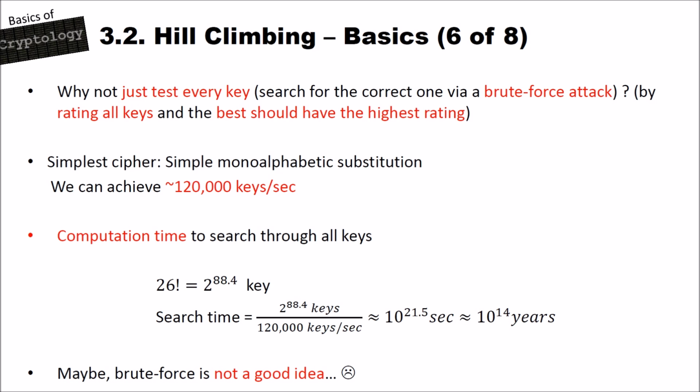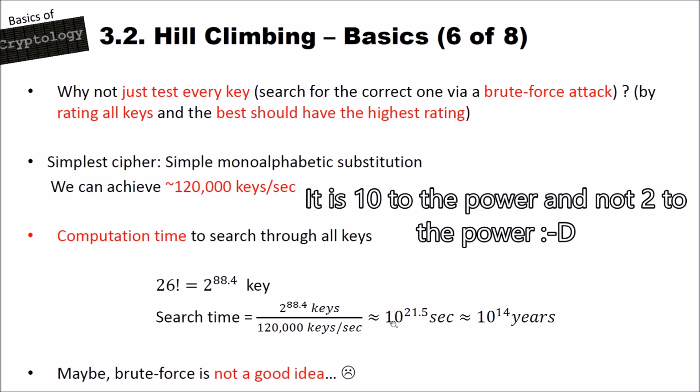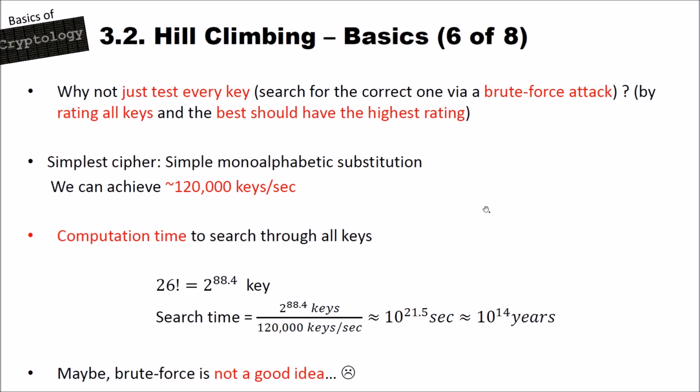We know that the simple monoalphabetic substitution has a key space size of 26 factorial, which is about 2 to the power of 88.4 keys. So let's compute the search time. We divide our total amount of keys by the speed that we have for a single core. And then we get about 2 to the power of 21.5 seconds, which is about 2 to the power of 14 years. And yeah, maybe brute force is not a good idea to analyze a monoalphabetic substitution cipher. Even using huge computing clusters, this takes too much time.